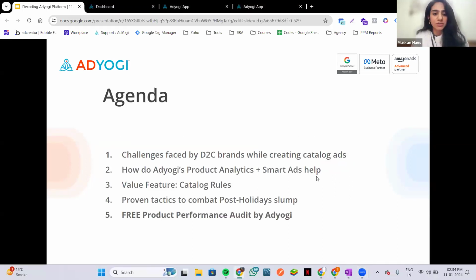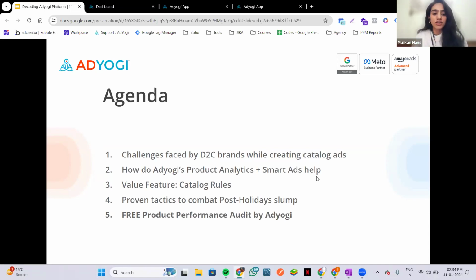Moving on to the agenda slide, we'll be talking about two major challenges that D2C brands have been facing while creating catalog ads on Meta and Google. These are challenges that we have personally faced while handling some of the biggest apparel and other industry clients at Adyogi. Next, after describing the problems they faced, we'll talk about the solutions and give you a step-by-step guide on how we guided them in combating these problems, and how Adyogi's product analytics section as well as smart ads, also known as catalog ads, helped them.